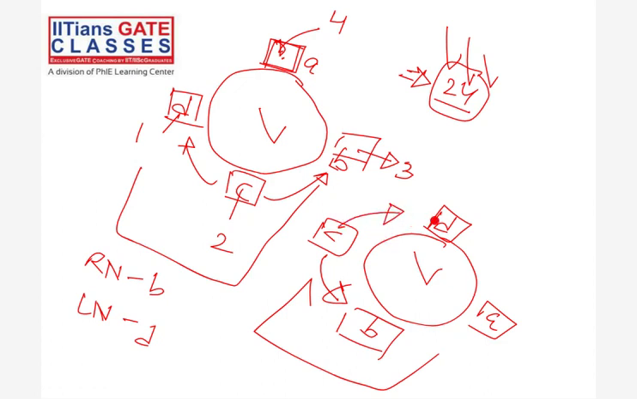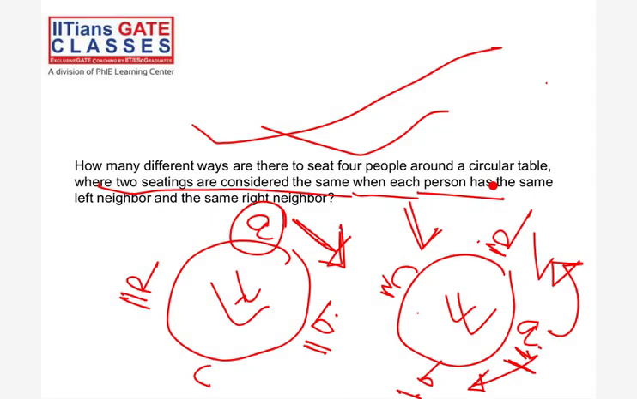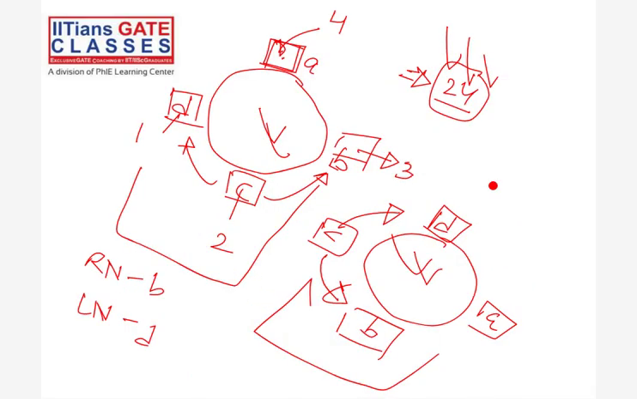So you can see for every person, in both these arrangements, the left neighbor and the right neighbor are the same. And this is what this question is saying, that such arrangements are considered to be the same. So these two arrangements you have considered in these 24 ways, but actually you should not have considered them as different. They are the same. So that's why this 24 is not correct.